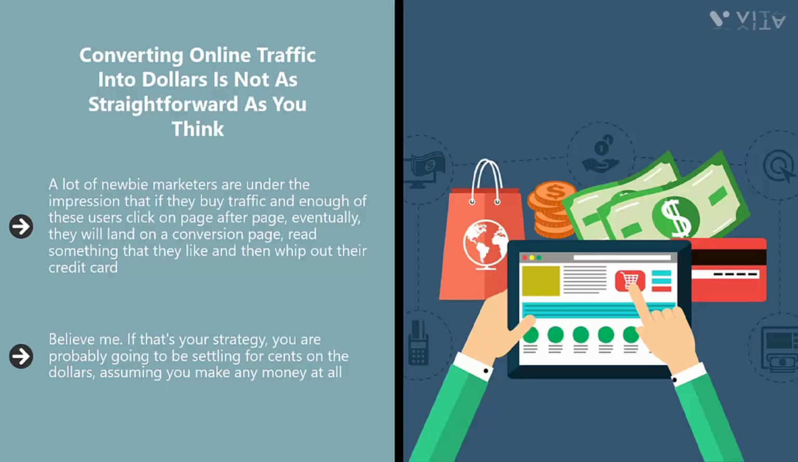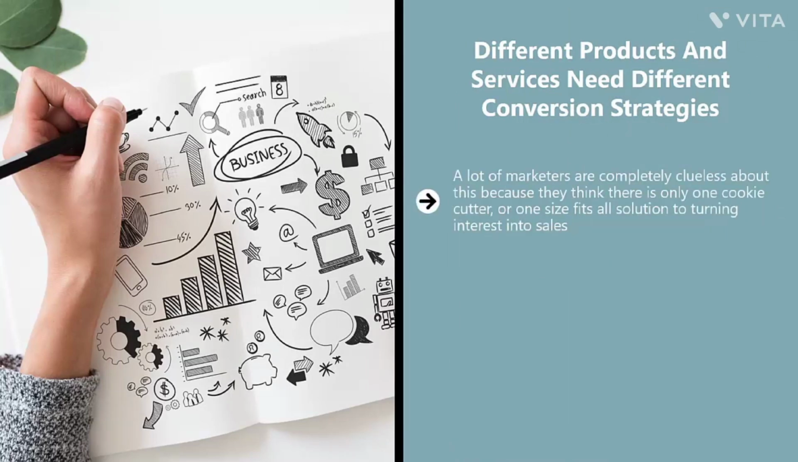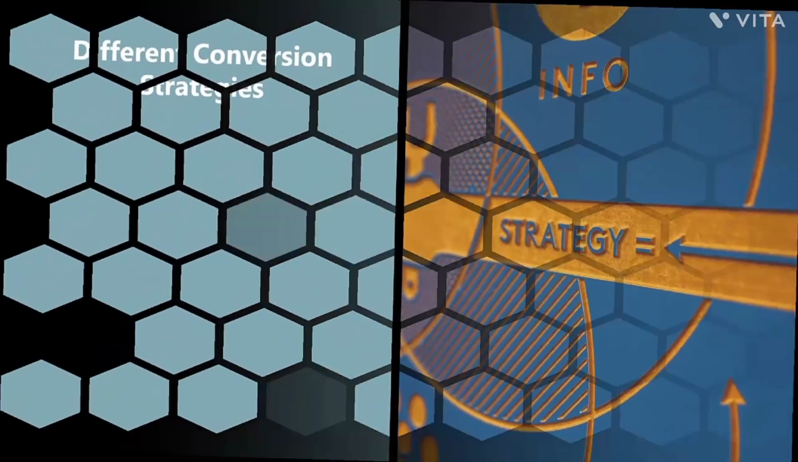The better approach would be to study what kind of conversion strategy works best, considering whatever it is you're trying to sell. Different products and services need different conversion strategies. A lot of marketers are completely clueless about this because they think there is only one cookie cutter or one-size-fits-all solution to turning interest into sales. This is where they screw up, because selling a sofa online is very different from trying to get American grooms looking for Filipina brides. These are two totally different sets of needs, and you have to speak to them differently. In other words, your strategy has to fit the outcome you are looking for. There is no such thing as a one-size-fits-all conversion strategy.